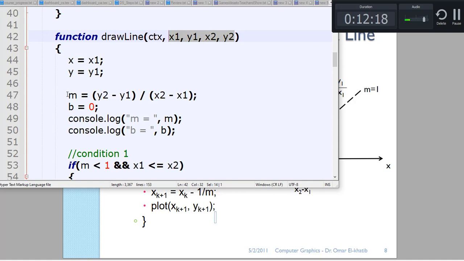First we find the slope. What is the value of slope? Slope is equal to y2 minus y1 divided by x2 minus x1, and we say that b is equal to 0. We can change b, that's not a problem. We can have any value for b, and we will be able to see that. This is just to print the message on console: m is equal to m, it will print m, and b is equal to b, it will print the value of b. So b is always 0 in this case. If we change it, that will be different, but normally it will just print the m value.